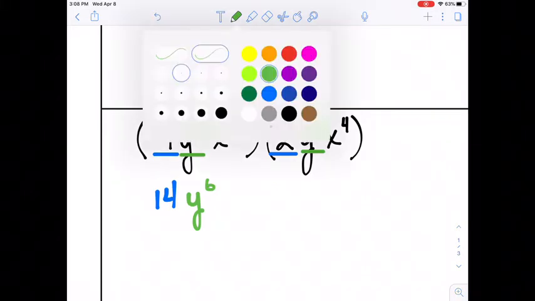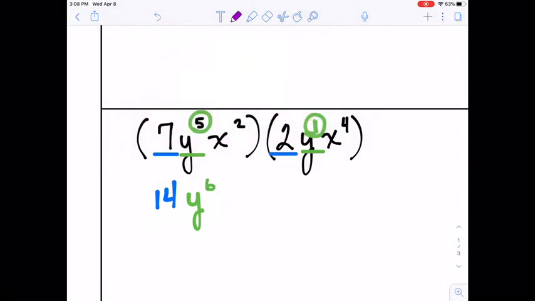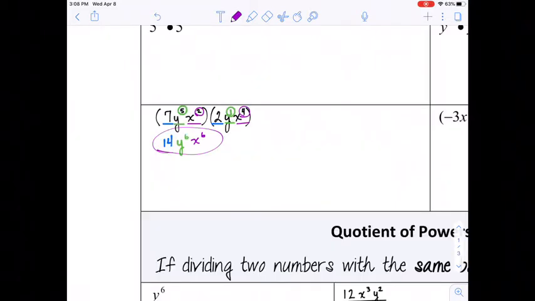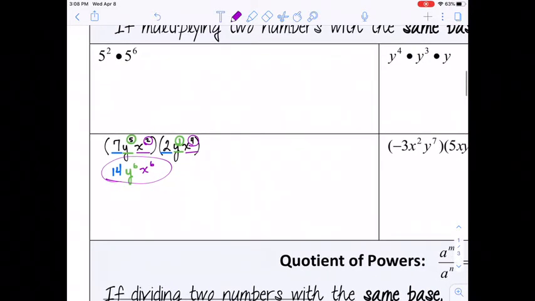Now I'm ready to look at the x's. I have x squared and x to the 4th. 2 plus 4 is 6, so I'm going to have x to the 6th. That's my answer. Now you try the other 3 in this section.